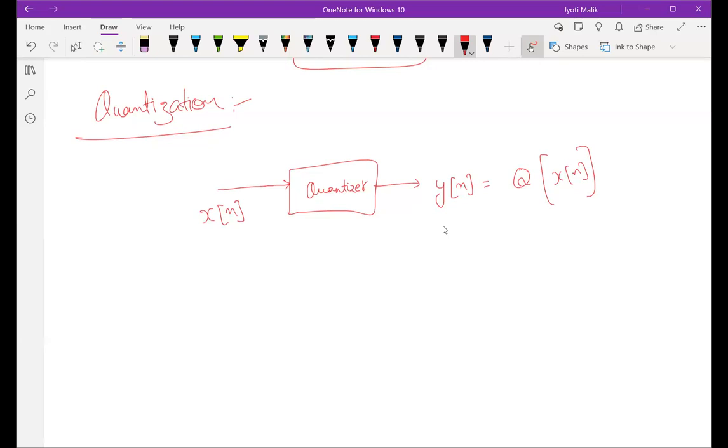Now see, what does this quantizer do? For explaining that, let me draw a diagram. Sure. Do it slow enough. Make me understand. Yeah, that's the most important part.